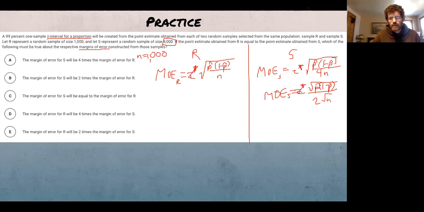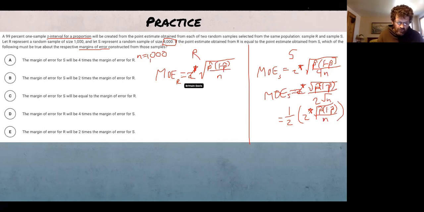So I can extract this. I'm going to do one more step and make it look like this. 1/2 times Z star times the square root of P hat times 1 minus P hat divided by n, because it's all under the radical. So basically, it looks like when I go from R over to S, S is going to have 1/2 the confidence interval of R.